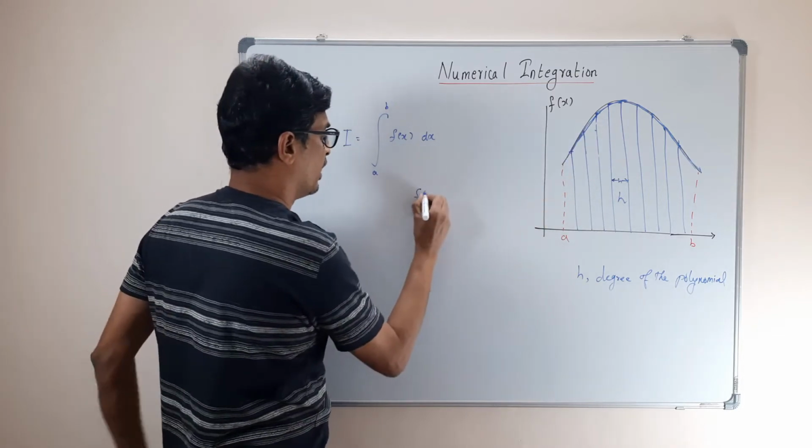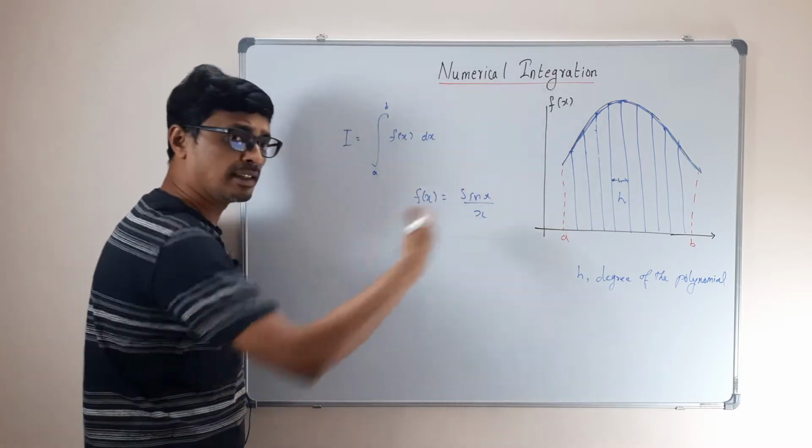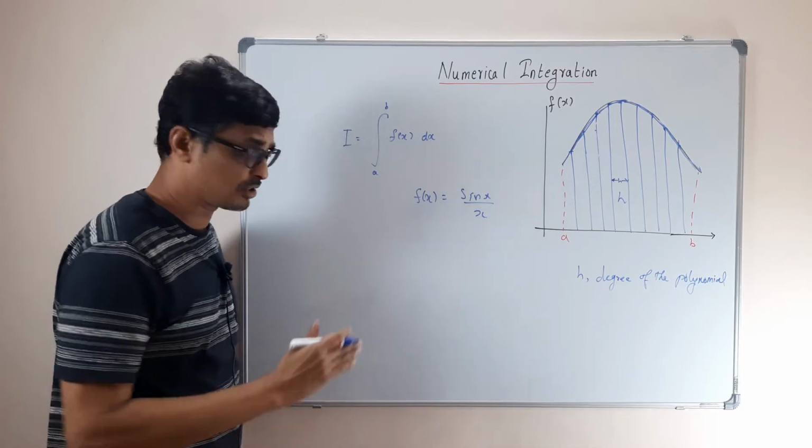For example, let us take f of x equal to sin x by x, a simple function. This derivative exists for any n. You take n as 10, 20, 30, 40, whatever, this derivative is going to be finite. It's not going to become 0.